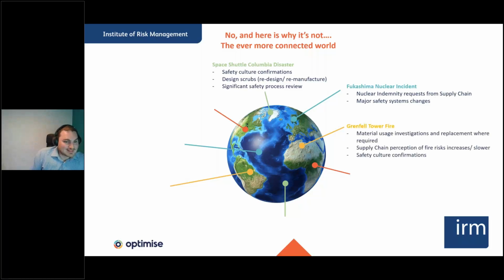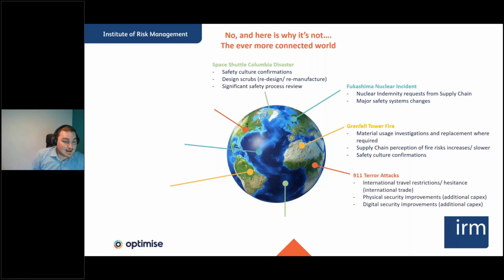Grenfell Tower fire: material uses investigation, supply chain perception of risk, the fire risk changed. Even though there was no legislative change coming out the back of Grenfell, the risk perception by the supply chain meant that there were delays and performance issues because the supply chain were worried about what liability they were taking on as a consequence of this incident that's in the forefront of our minds.